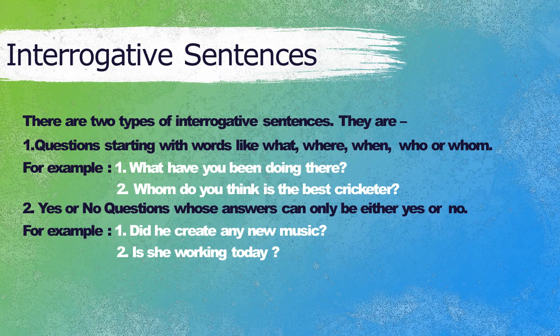Interrogative sentences can also be divided into two. Let us see which are they. There are two types of interrogative sentences. They are questions starting with words like what, where, when, who or whom. Example, what have you been doing there? Whom do you think is the best cricketer?